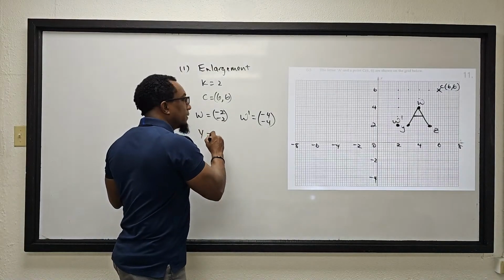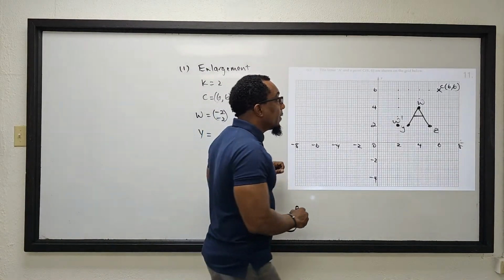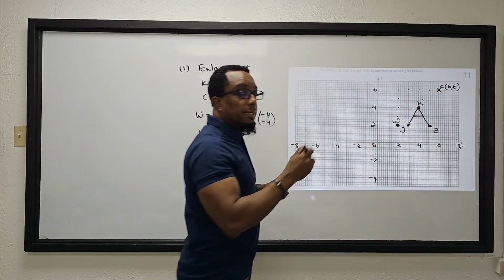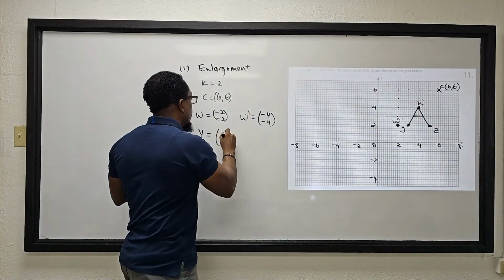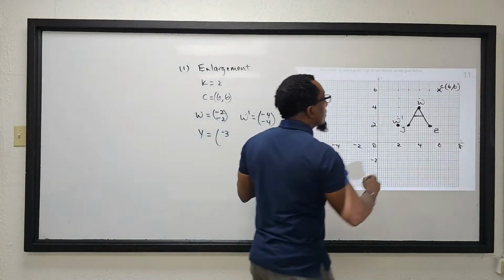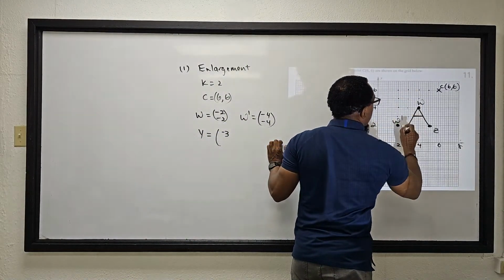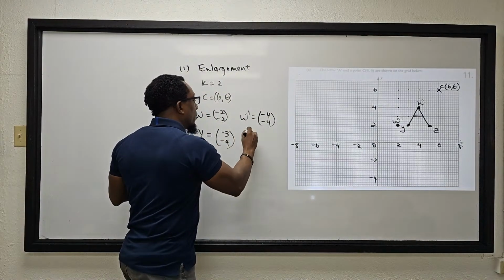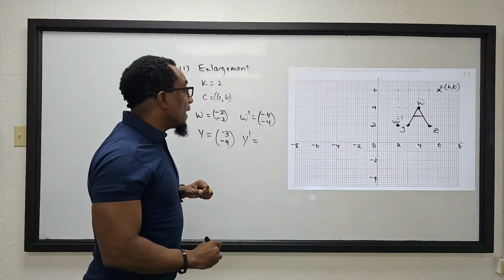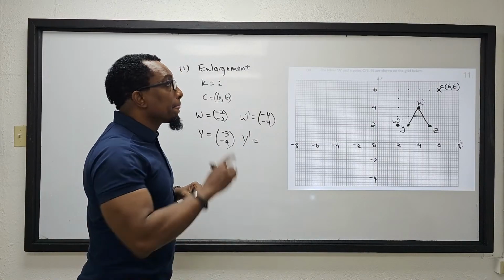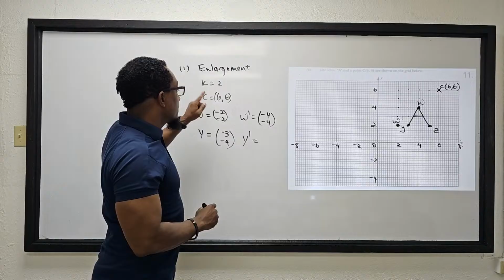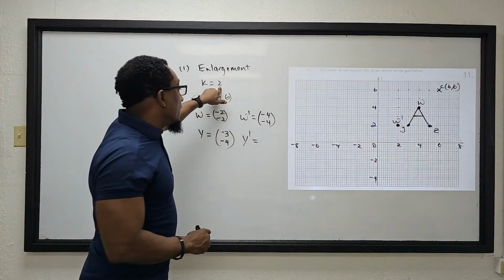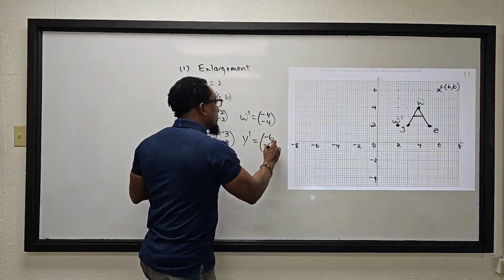Let's do the same for Y. So the translation for Y from the center will be what? 1, 2, 3. So we're moving 3 to the left, that's a negative 3. And let's move downwards. This is 1, 2, 3, 4. So that's moving 4 downwards, that's negative 4. So the translation to obtain Y prime from my center: I'm going to multiply the translation for Y, negative 3, negative 4, by the scale factor 2 to give me negative 6, negative 8.